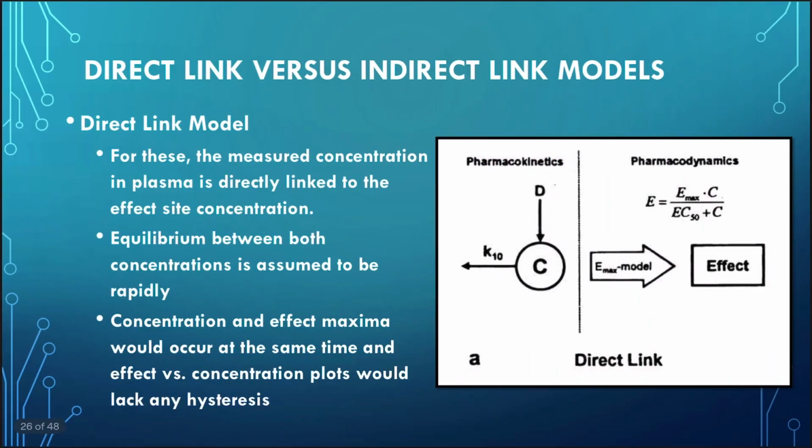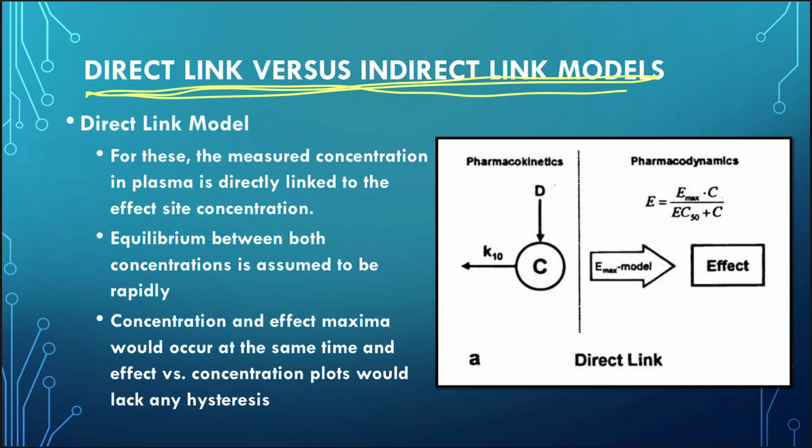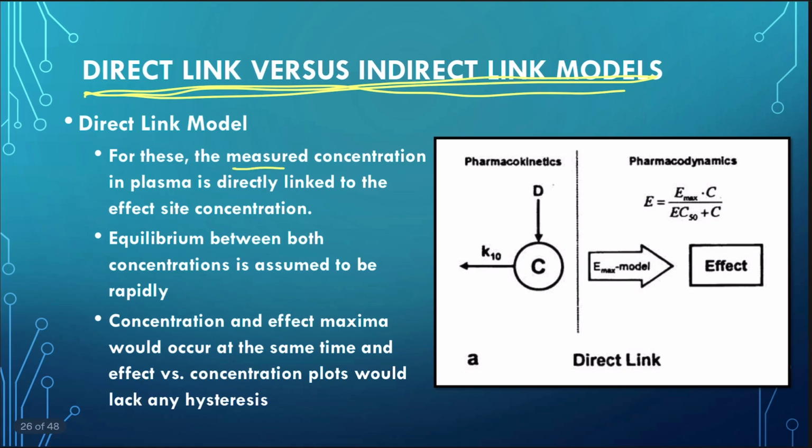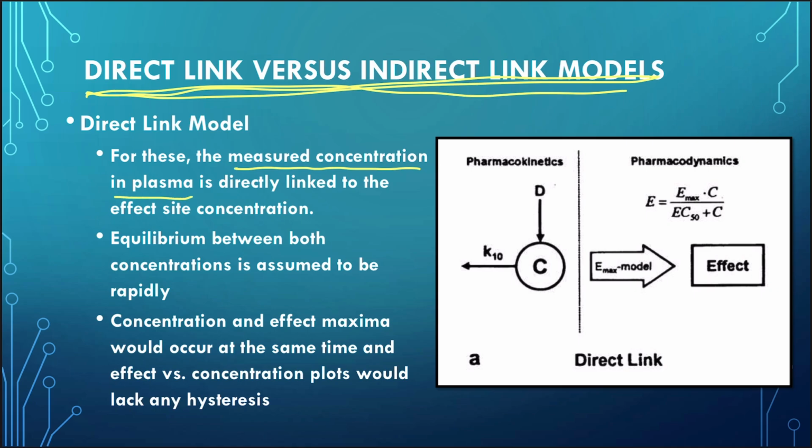So coming to the first category, that is the direct link versus the indirect link models. In the direct link model, the measured concentration of the drug in plasma is directly linked to the effect site concentration. It means that a particular concentration in the plasma will produce the effect very quickly, that is, the equilibrium between the plasma and the effect site occurs rapidly.